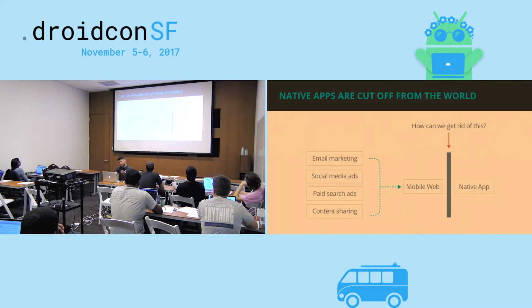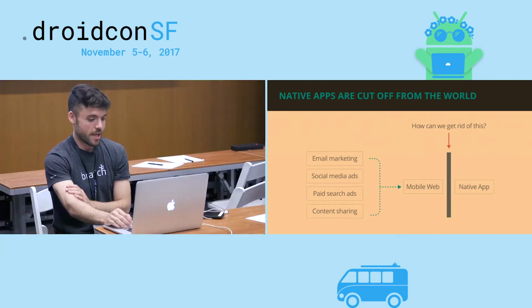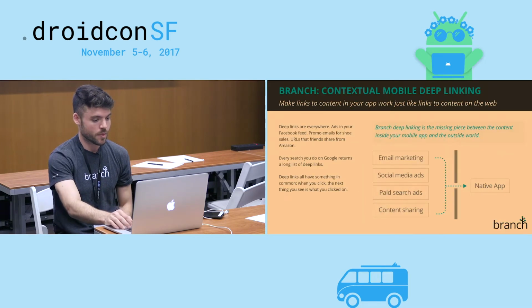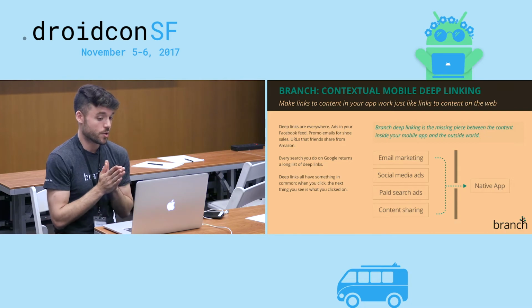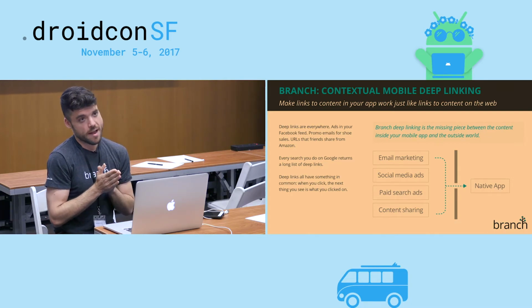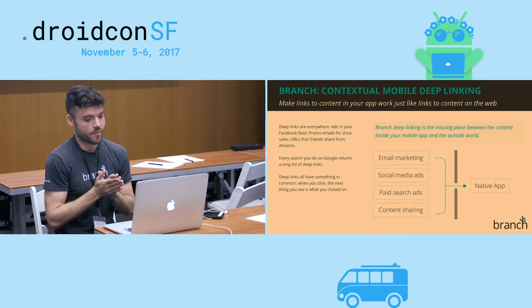So the problem deep linking solves is that it's hard to get from the web to an application. And it's certainly hard to make sense of how the user got there. Deep links are everywhere these days. You're getting them in your Google search results, in email campaigns, on graphics you're clicking on Facebook. They're just all over the place.